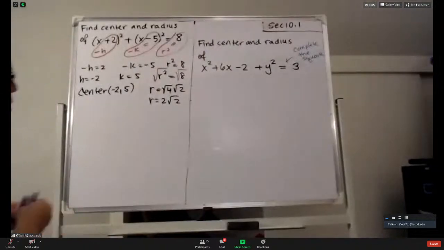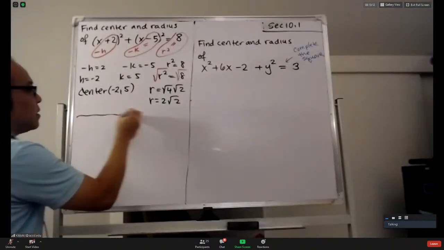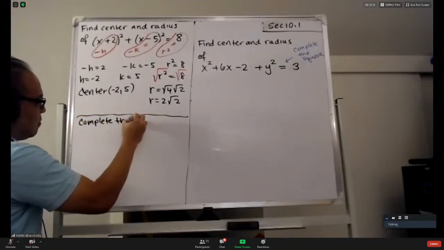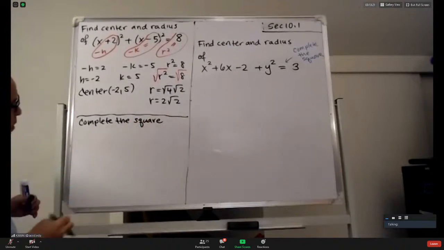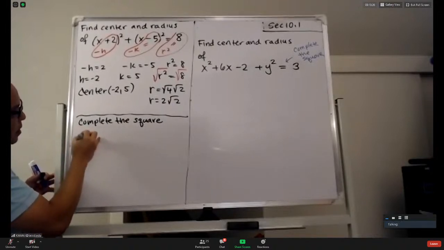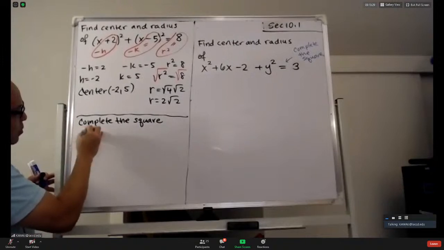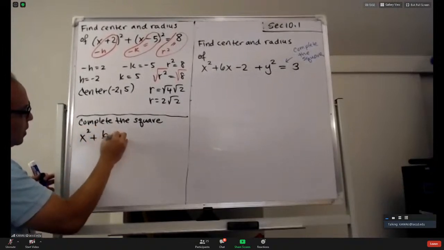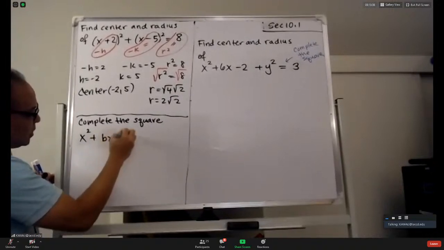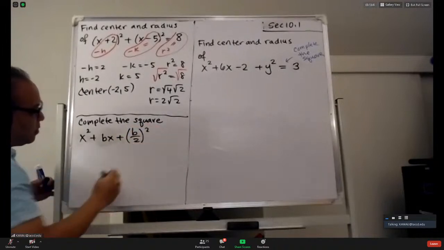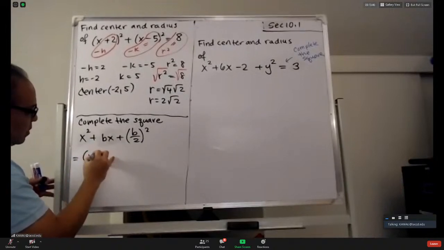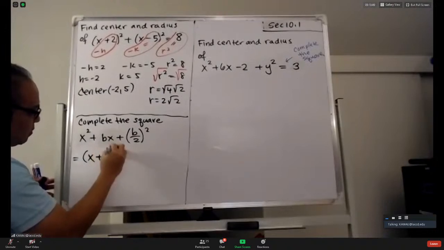Okay. Now let's remember what the complete the square formula is. So the complete the square formula is x squared plus bx, plus b over 2 squared, is equal to x plus b over 2 squared.